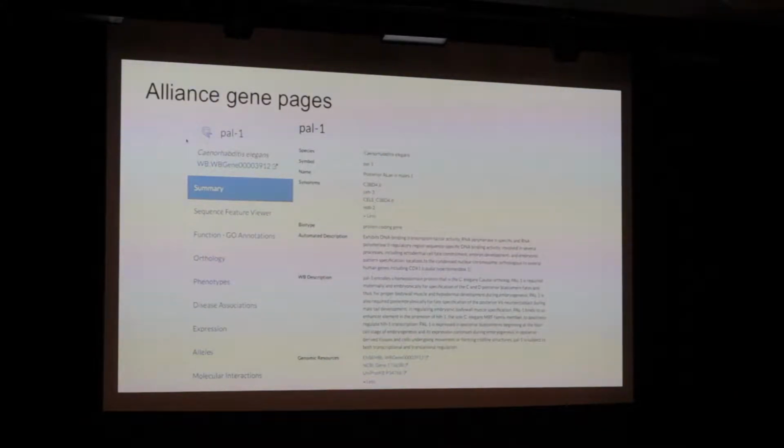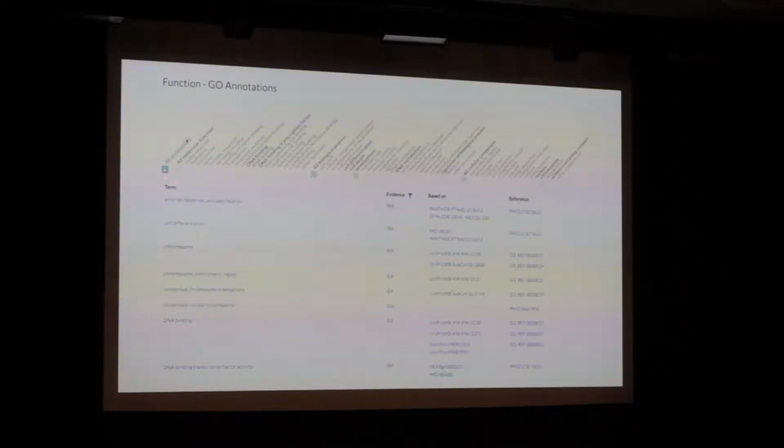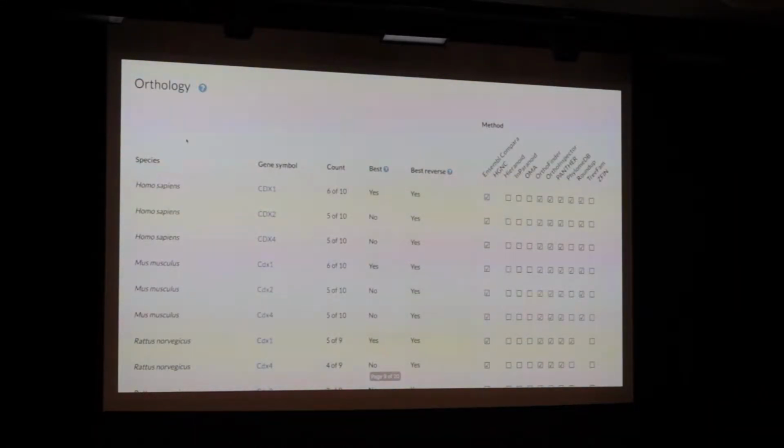Then we have the Alliance gene pages. Again, we have a panel of different options showing the different types of data that we have displayed. We have automated and manually written descriptions for genes, basic information like identifiers. We have a sequence feature viewer that links to JBrowse. We have information about gene ontology using these new ribbons, which are heat maps that show for the basic branches of the ontologies which terms apply to this gene, and we have a table below listing out the terms explicitly.